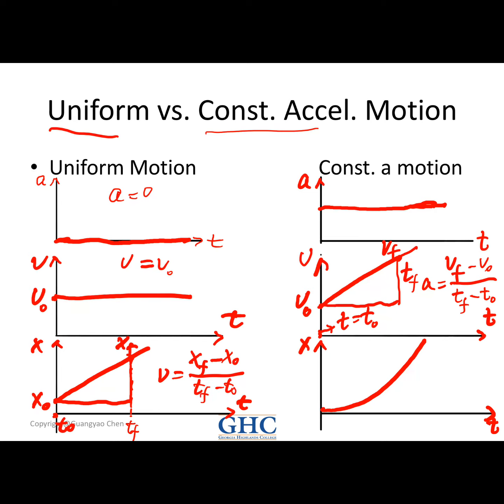So put them side by side, and we should notice the difference. For uniform motion, acceleration is always 0. For constant acceleration motion, acceleration is always a constant. Velocity for uniform motion is a constant. Velocity for constant acceleration motion is linearly increasing over time.